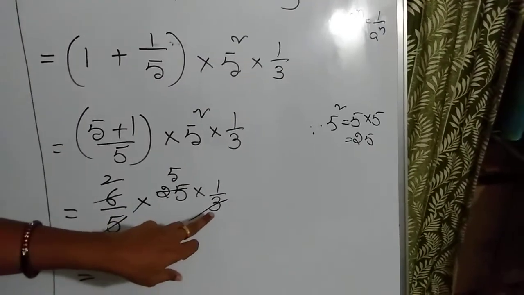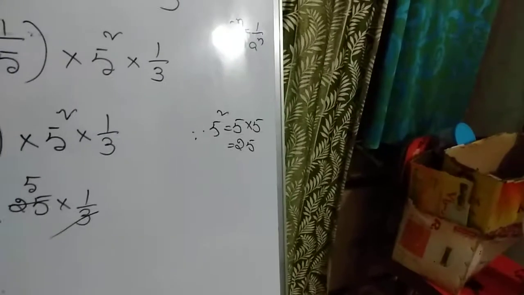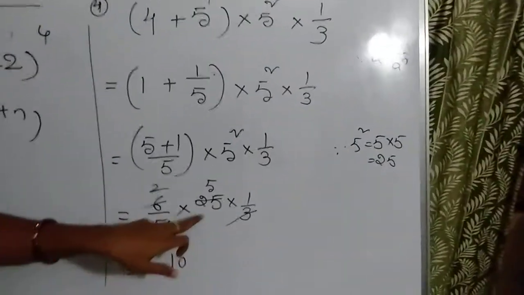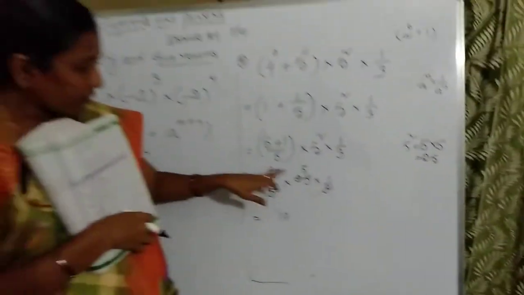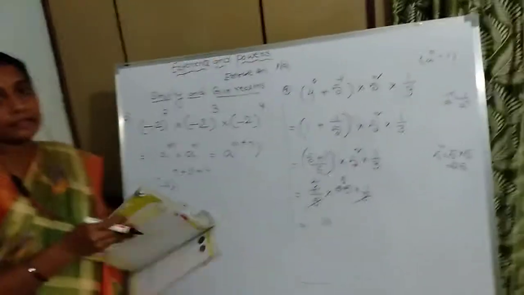So cancellations: 3 table can be cancelled 2 times, and 5 table can be cancelled 5 times. So 5 2s are 10. So this is the answer.